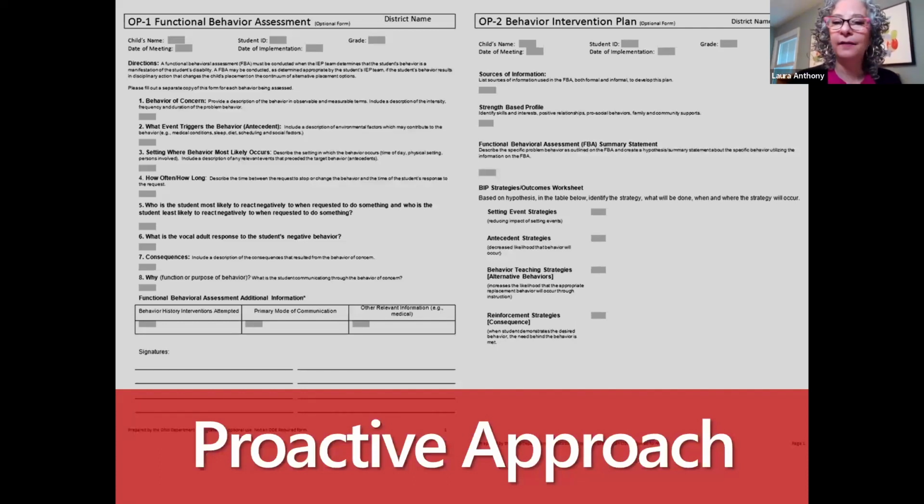What if the parents disagree with the functional behavioral assessment that the district obtained? In 2009, the U.S. Department of Education Office of Special Education Programs issued a Q&A and said yes, if parents disagree with the FBA, they can obtain an independent evaluation at public expense, subject to the independent evaluation procedures. After that, if you go through your functional behavioral assessment, you are to have a behavior intervention plan.